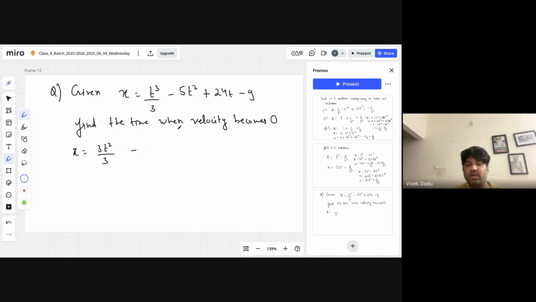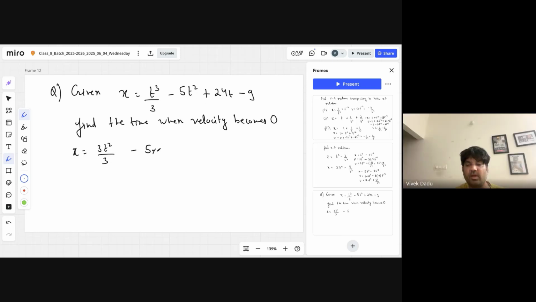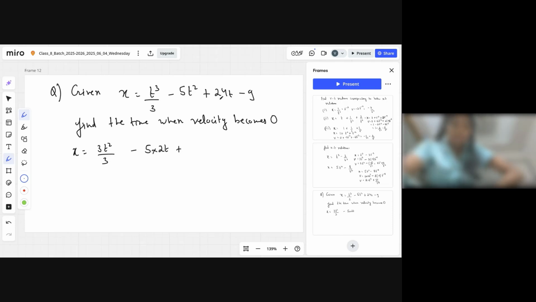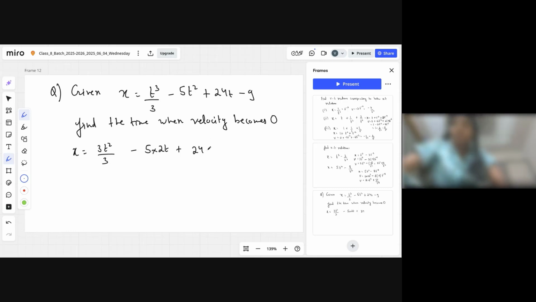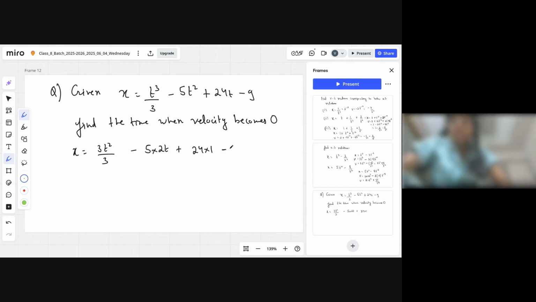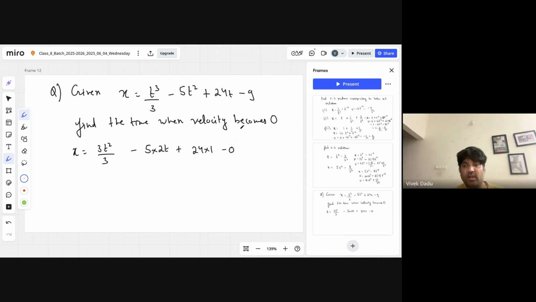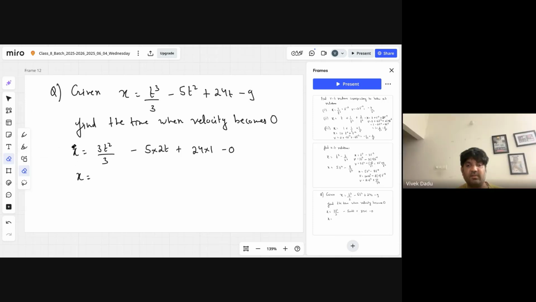What will happen to 5t square? Will anything happen to 5? No, sir. But t square will become 5 into 2t, 10t. And what happens to 24t? Will anything happen to 24? No, sir. Only the t will become 1. And what will happen to this 9? Sir, it will be 0. Sarah, do you realize that this constant term becomes 0? So this is not x, by the way, this is v.